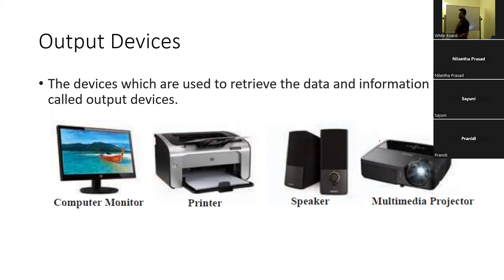Right. So the barcode is read by the barcode reader and it is given to the computer. The scanner is going to scan the documents and photos and create a soft copy of that inside the computer.